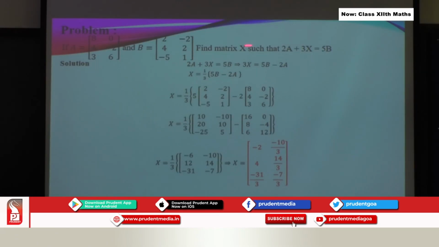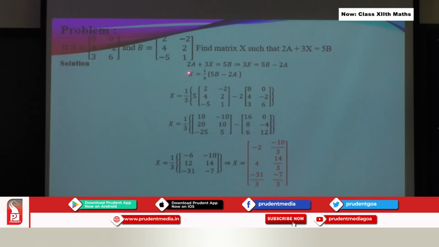I take this problem. These kinds of problems are very important from the exam point of view. Look at this: matrix A is given, matrix B is given. I need to find matrix X such that 2A plus 3X equals 5B. So this equation is given to me.